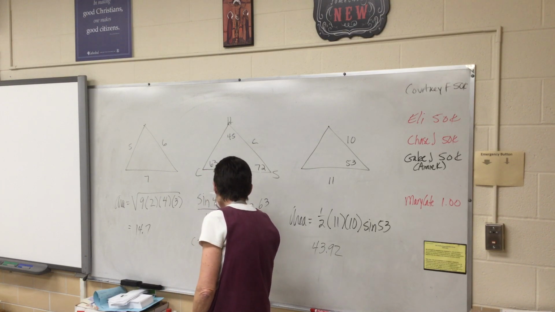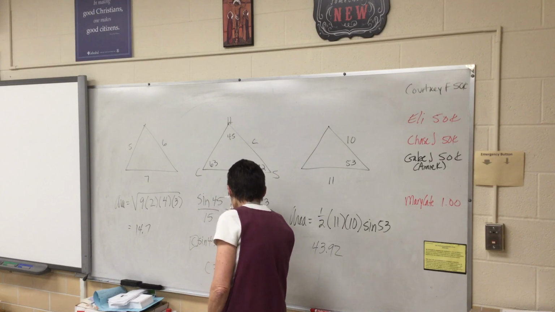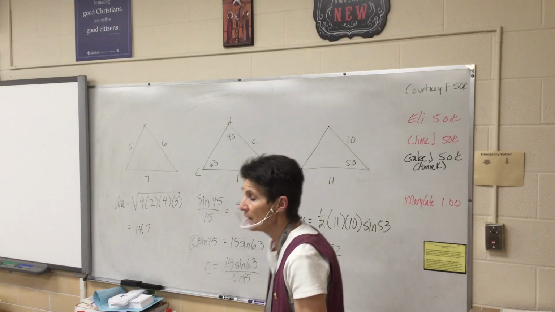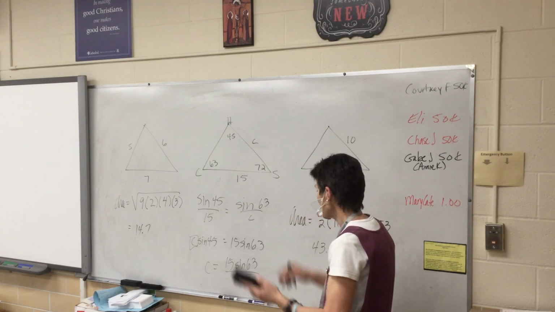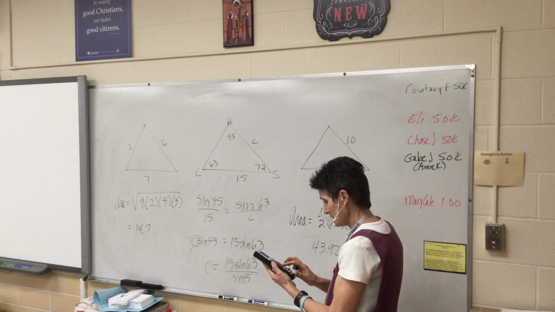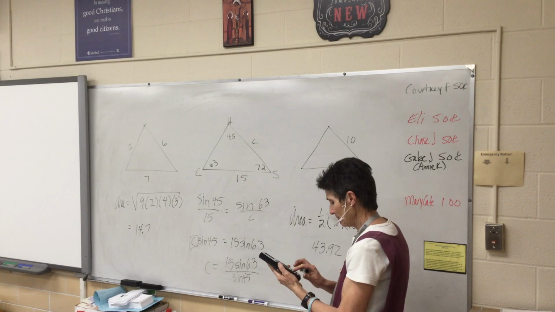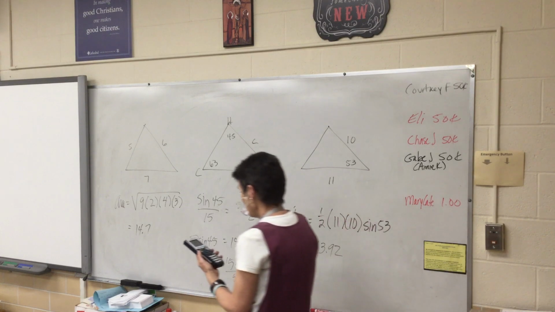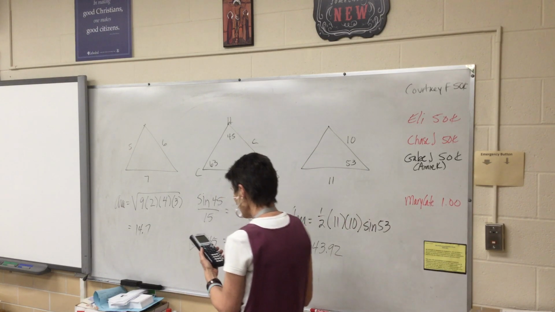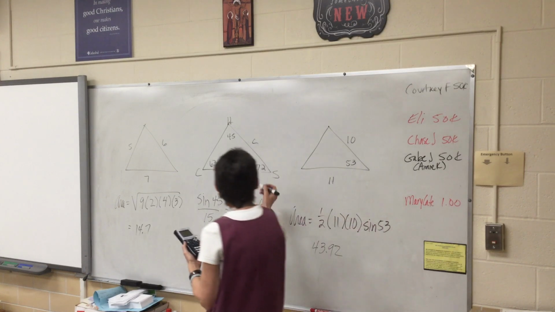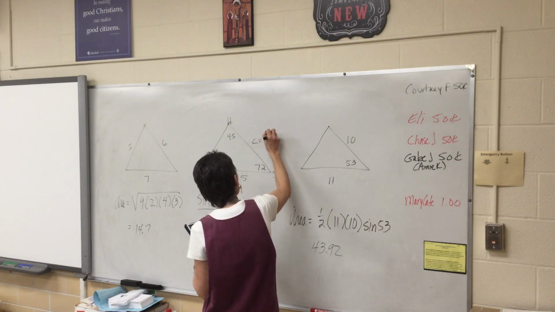Now your variable, kids, is a plain old C. So do we second sine this one? No, it's just a plain C, you just type it in. So 15 sine 63 divided by sine 45. Wait, I got 18.90. Is that right? All right, that's 18.90.